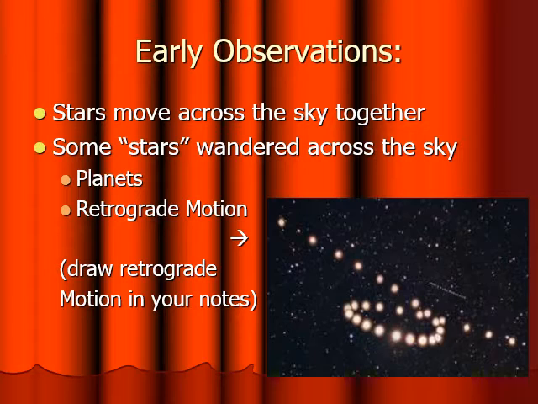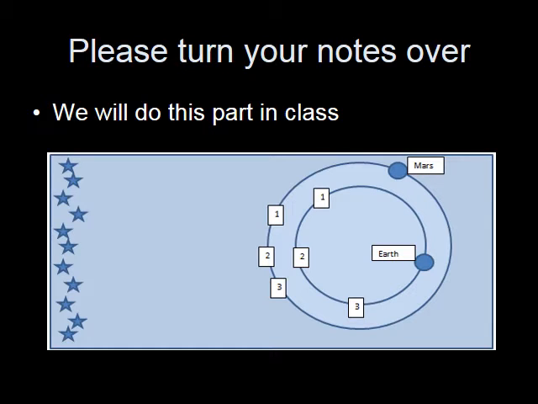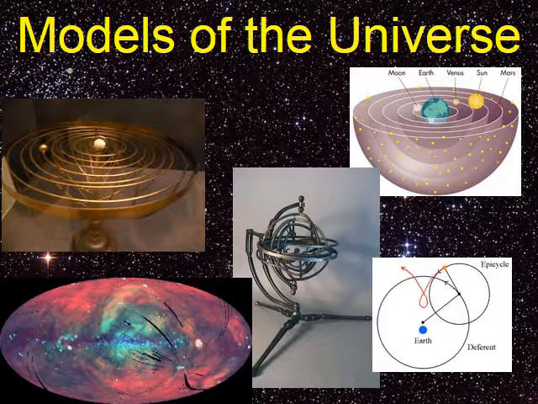We'll talk about this more in class, but for right now, that's called retrograde motion, and draw this little picture in your notes. All right, you may see this little activity in your notes. We'll do that when we get to class.